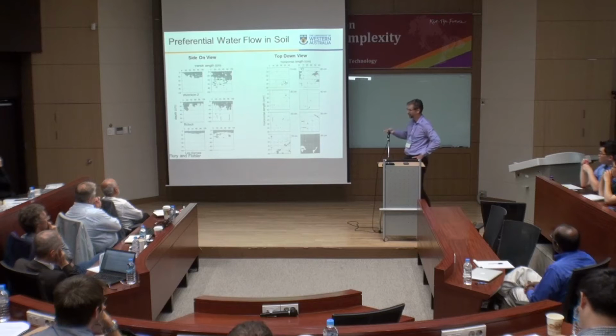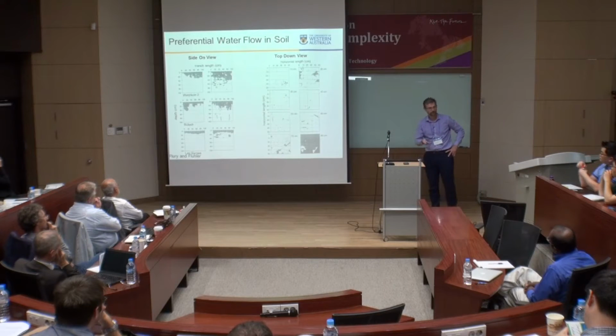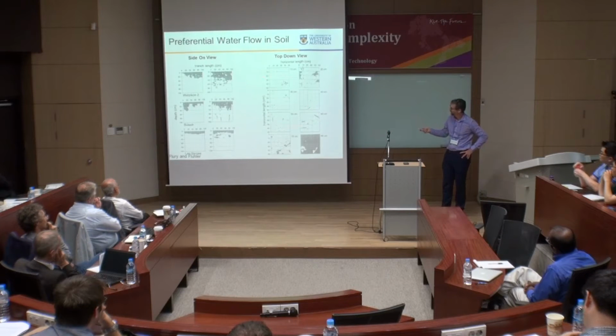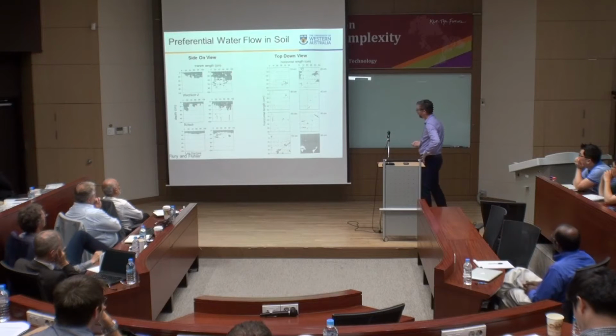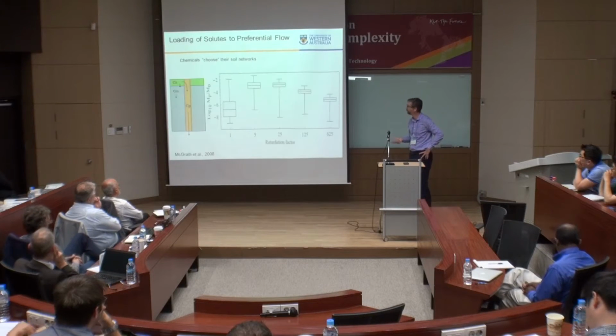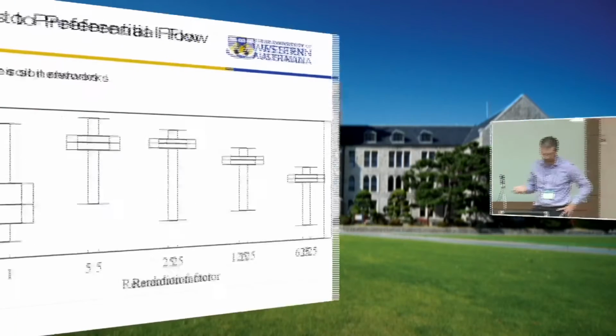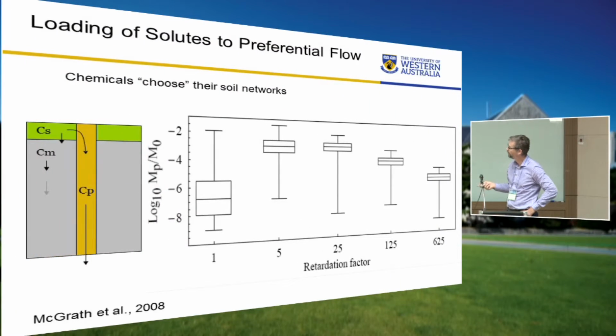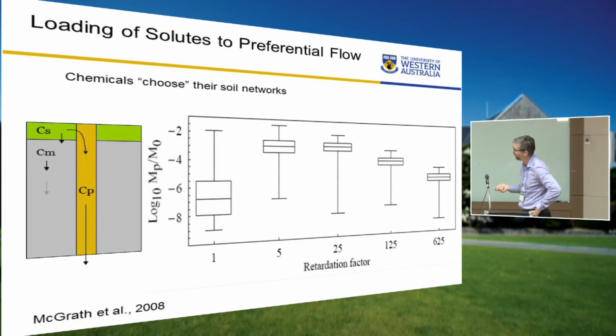Looking from the top down and excavating slices out, you can see that actually a tiny amount of that whole soil profile is participating in the water flow and the chemical movement. So you've got a soil here with different types of networks that are transmitting chemicals and water in different types of ways. And we can build little mathematical models which describe that process.